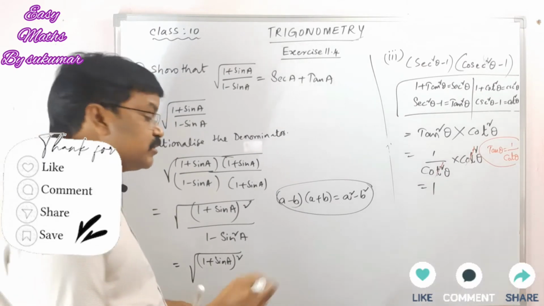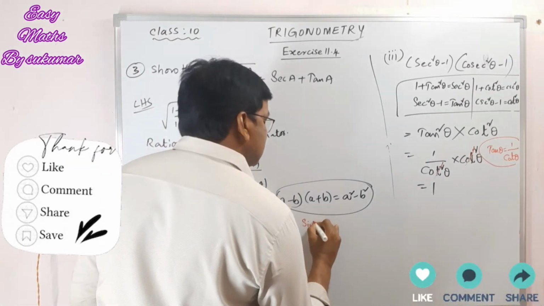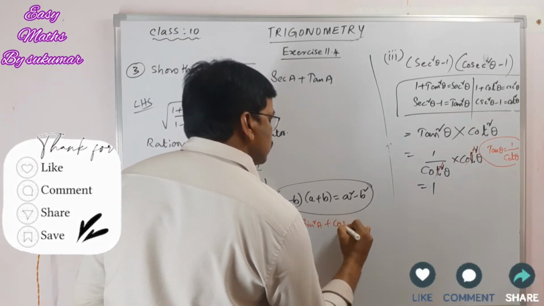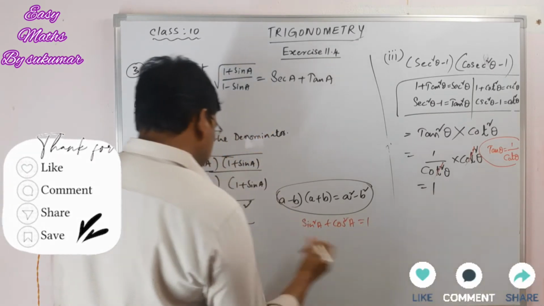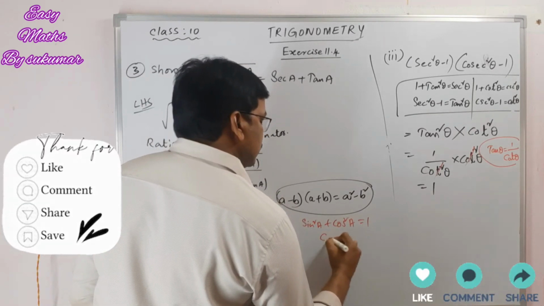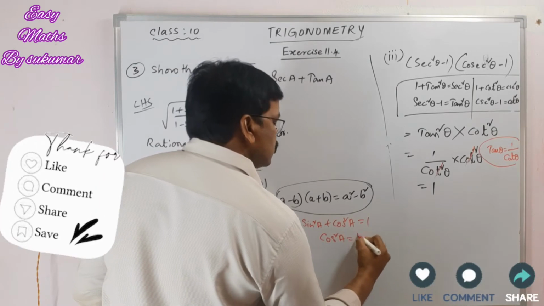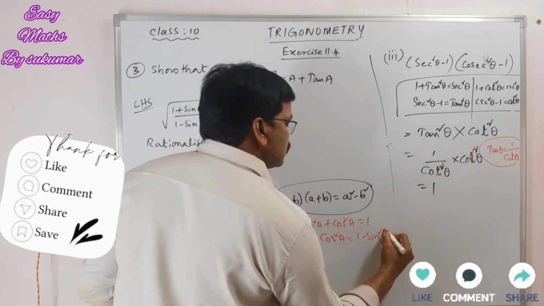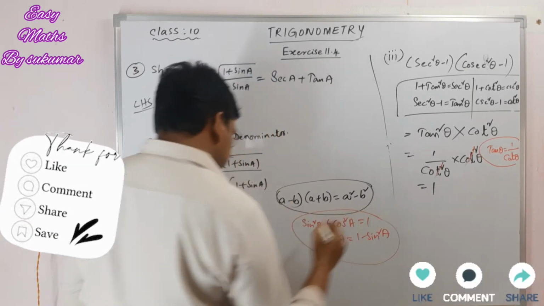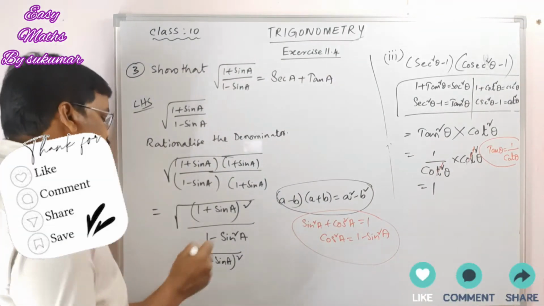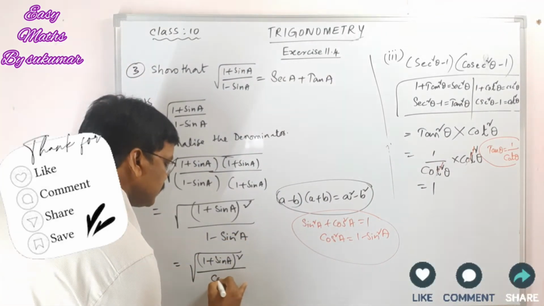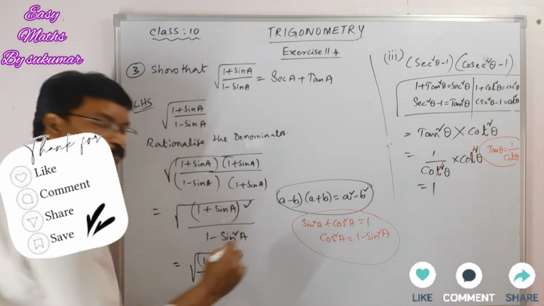We have an identity, the first identity. What is that? Sin square A plus cos square A is equal to 1. So here, this 1 minus sin square A means cos square A, no? So cos square A is equal to 1 minus sin square A. So from this identity, my dear students, 1 minus sin square A means cos square A.